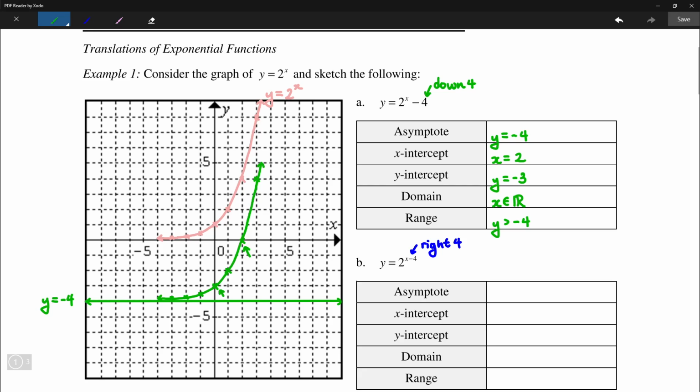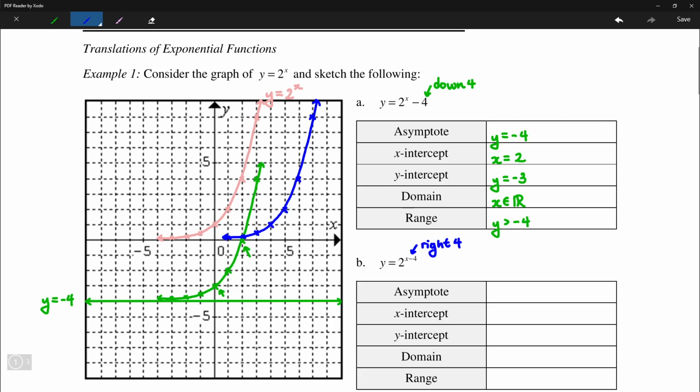Okay. The second graph, we're looking at a transformation right 4 spaces. So all the points will be moved to the right 4 spaces. That means the x coordinates will increase the values by 4. So instead of, for example, here, 0, 1, we'll have 4, 1. Instead of 1, 2, we'll have 5, 2, and so forth. So it'll look something like this. And again, connect the points together to draw a smooth curve. It looks something like this.